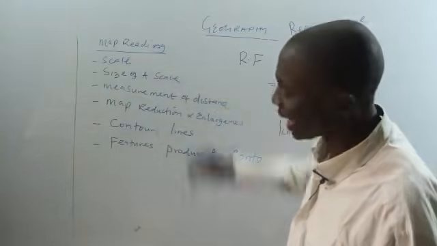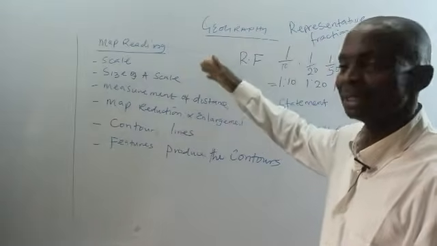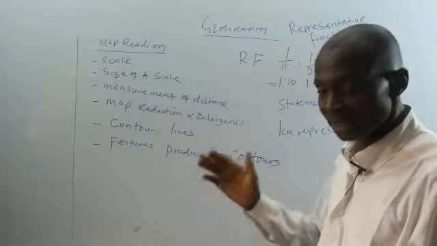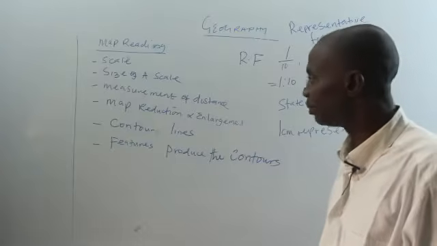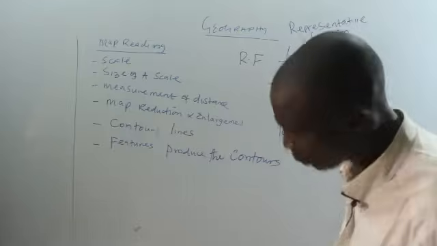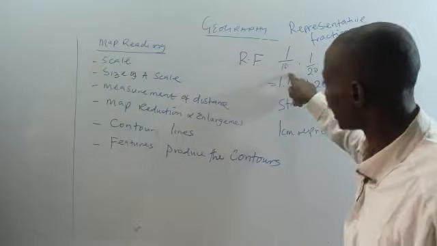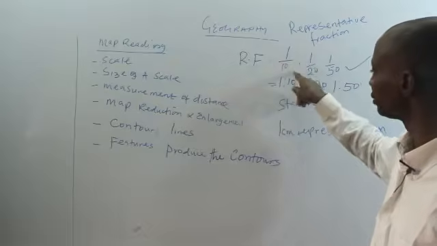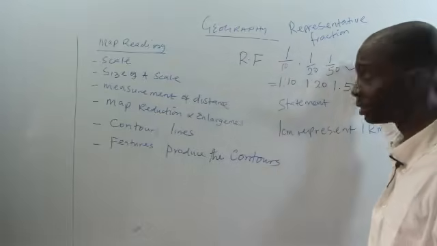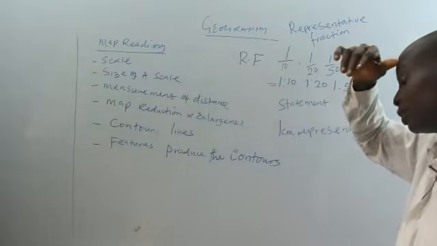Then let's look at the size of a scale. The size of a scale determines the size of what? The size of a map. Now, if we have 1 is to 10, or 1 over 10, 1 over 20, 1 over 50, these are examples of what? Representative fraction scale.